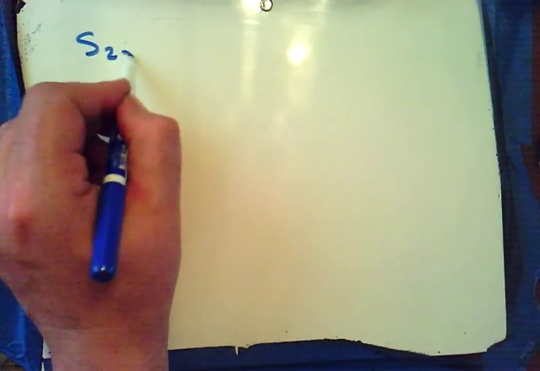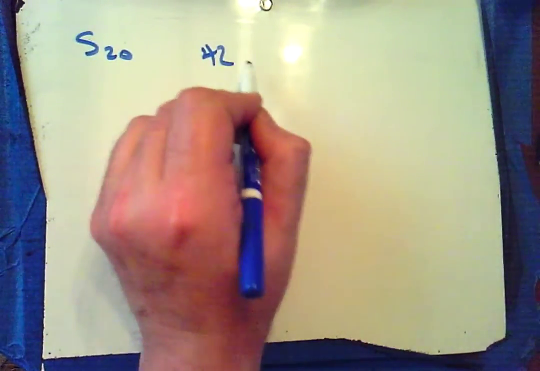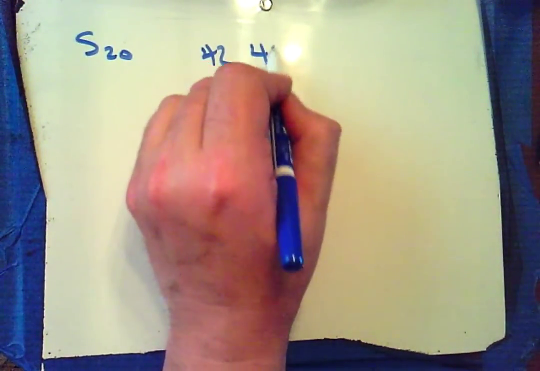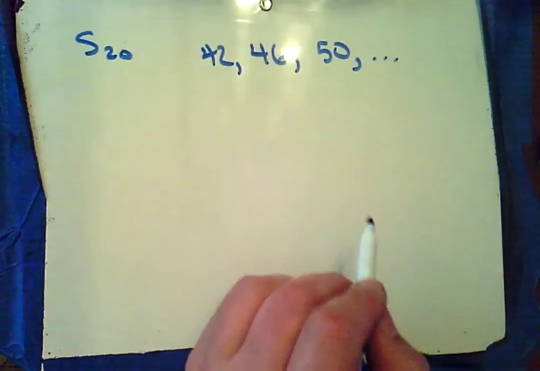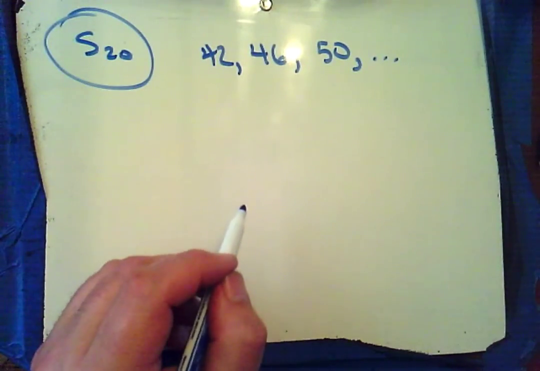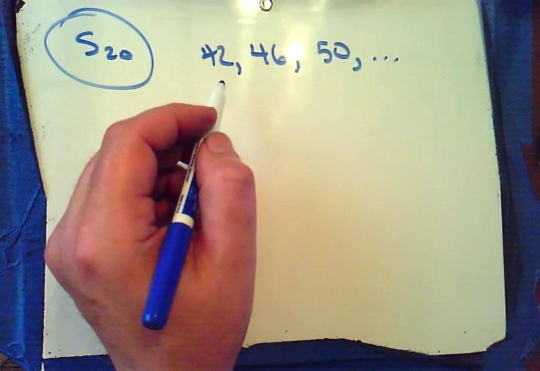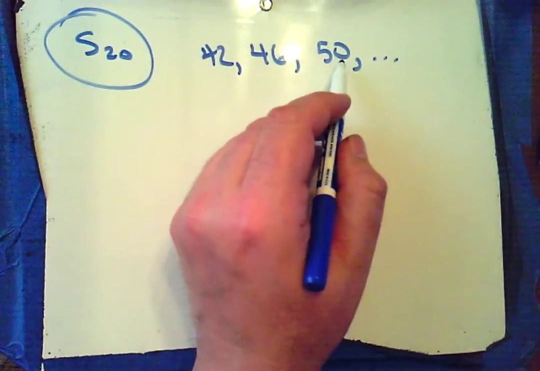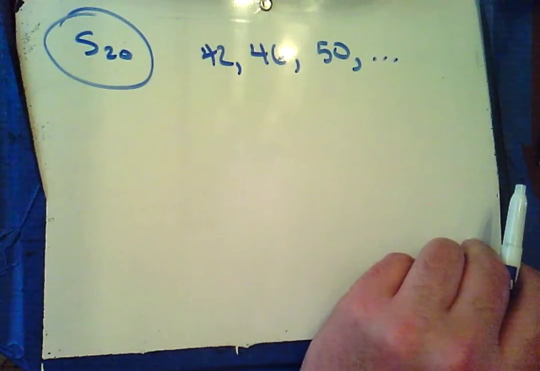The sum of 20 rows, if the first row has 42 seats, the second row has 46, and the third row has 50. Please find the sum of the seats in this theater with 20 rows, where there's 42 seats in the first row, 46 in the second row, and 50 in the third. All right, why don't you hit pause?